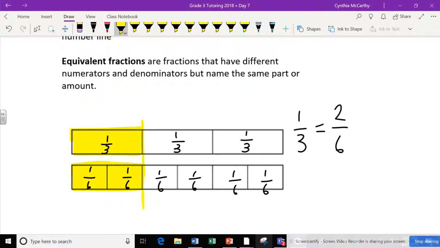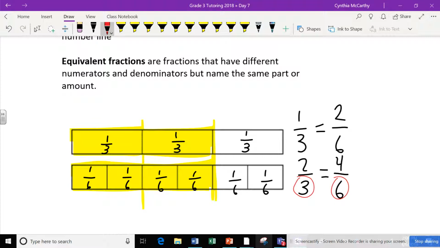I can also shade in 2/3. Here I have 2/3 shaded in. And if I follow this line down from 2/3, I can now see that instead of 2/6 being equivalent, now I have 4/6. So I can write 2/3 is equivalent or equal to 4/6. You can see here that my denominators are different. I have thirds and I have sixths, but they're the same amount. 2/3 is the same as 4/6.